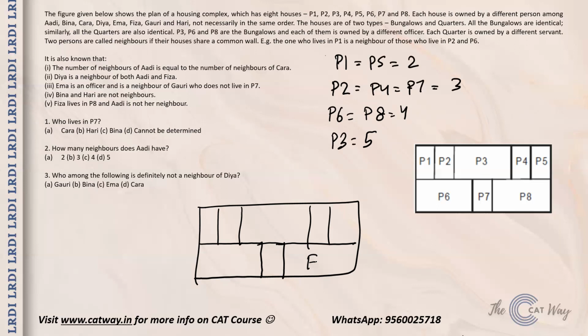Now we were considering Adi and Fiza to be in P1 and P5. Adi cannot be in P5 because Adi is not a neighbor of Fiza, right? So Adi will have to occupy over here and Kara will have to come over here, right? Kara will have to come over here.